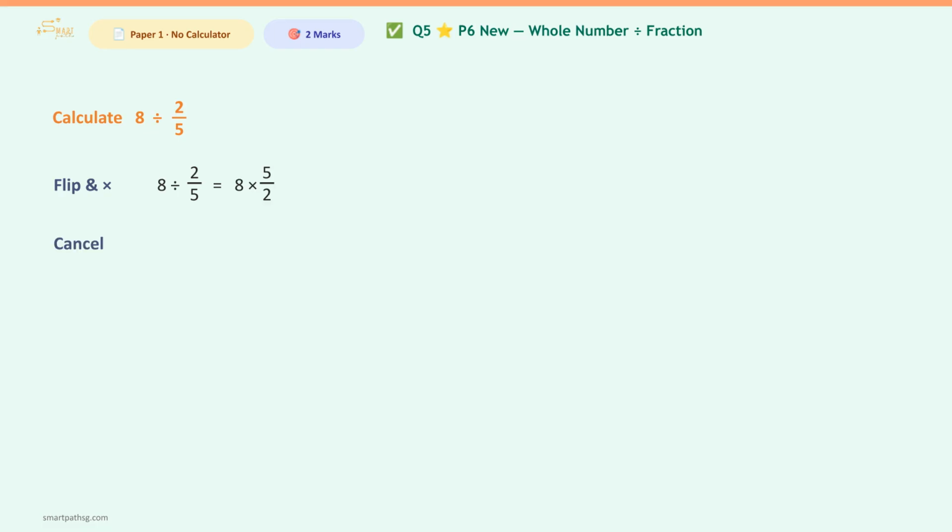Step 2. Cancel. We look for a common factor between the numerator 8 and the denominator 2. They share a factor of 2. Divide 8 by 2, which leaves 4. Divide 2 by 2, which leaves 1. Our problem is now 4 times 5 over 1. Step 3. Multiply. Since 5 over 1 is just 5, we multiply 4 times 5. The final answer is 20.